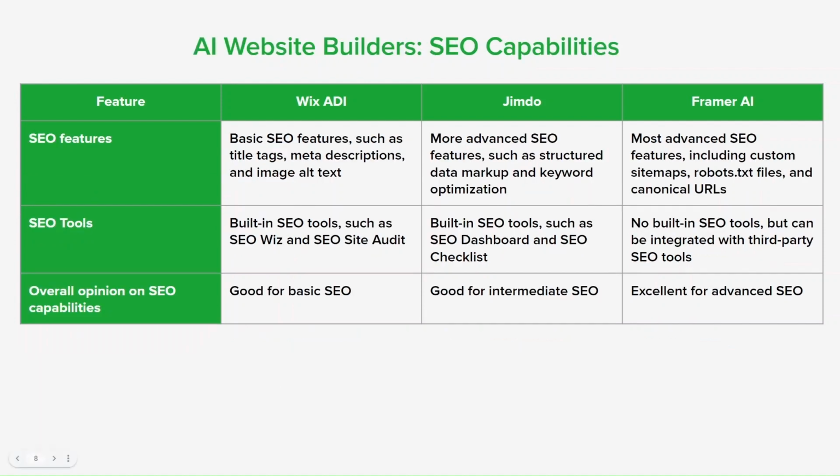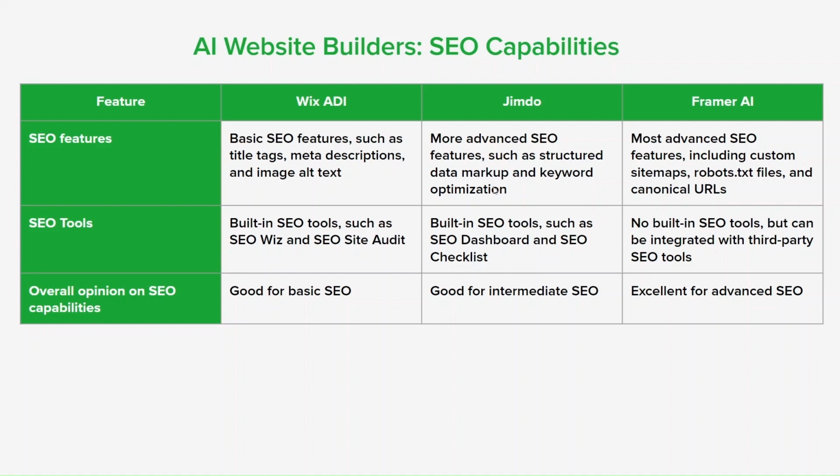So SEO is another really important factor to consider whenever you are using one of these builders. With Wix, the Wix ADI offers really basic features, and it allows you to optimize your website's title tags, meta descriptions, and image alt text. It also offers built-in SEO tools called SEO Wiz, which walks you through how to optimize your website for search engines. This tool provides suggestions for keywords to use, how to structure your content, and how to build backlinks.